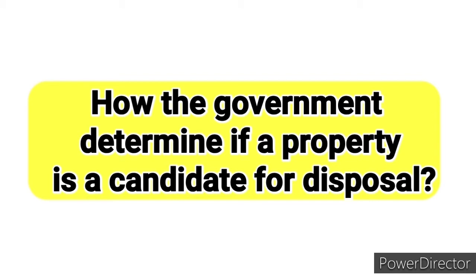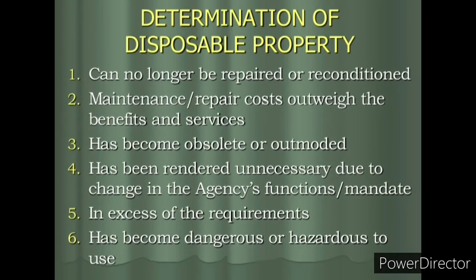Now, how does the government determine if a property is a candidate for disposal? First, if a property can no longer be repaired or reconditioned, it should be disposed. Another reason for disposal is if maintenance and repair costs outweigh the benefits and services. The third one, if a property has become obsolete or outmoded, it should be disposed.